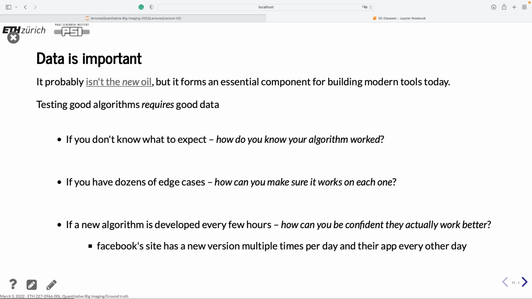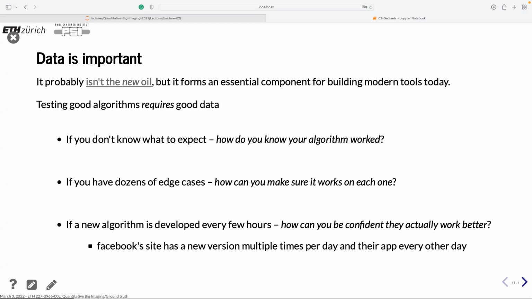So data is important, and someone has claimed it is the new oil. Some kind of what's called snake oil or whatever. There's a lot of bad data out there, and people are selling bad data for people to do machine learning, and that's not really a good thing. To test your algorithms, you need really good data. You need data where you know what you have. And if you don't know what to expect, how can you know that your algorithm is actually doing what it's supposed to?